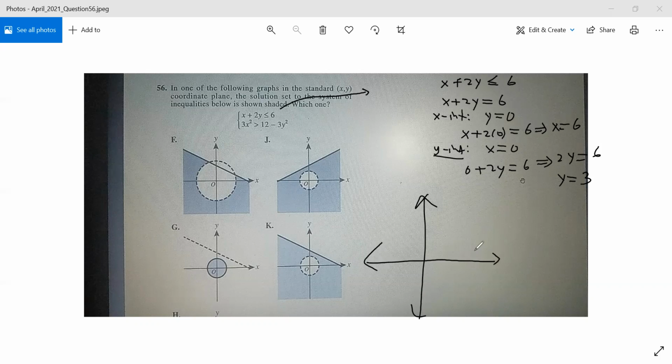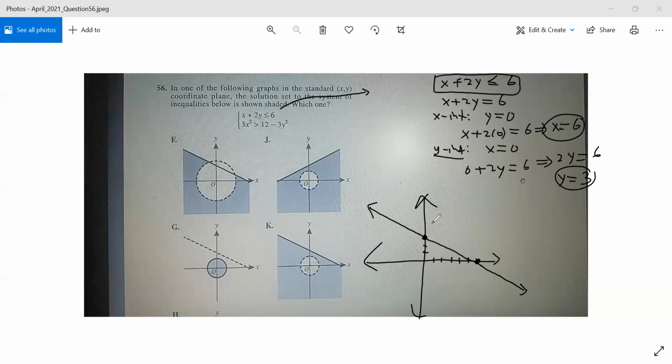Okay, so x-intercept is 6, y-intercept is 3, right? So 1, 2, 3, that's this point. 1, 2, 3, 4, 5, 6, that's this point. You're going to have a solid line because there's equality involved. So it has to be a solid line passing through these 2 points. Now you can test it because it's an inequality.